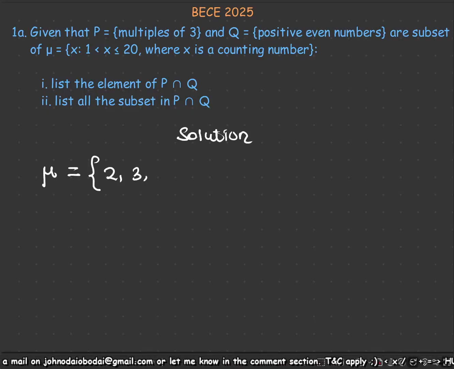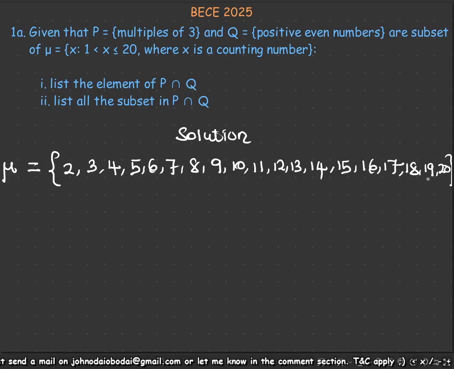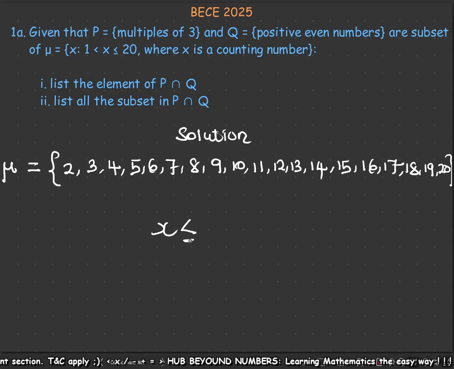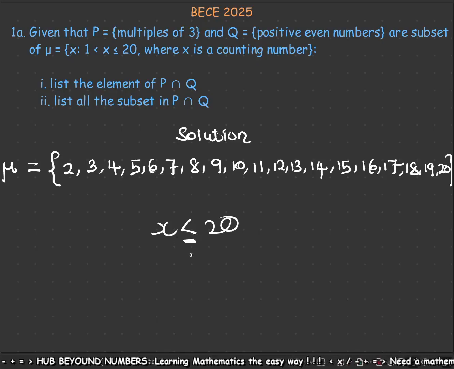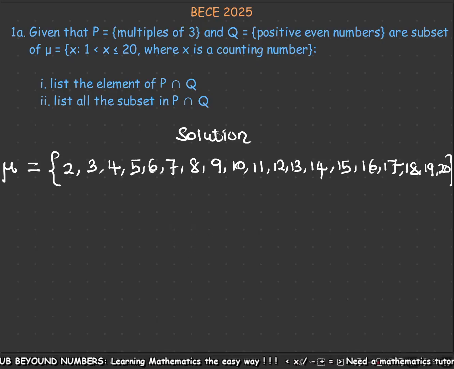So let me quickly write that. So this here will be all of it: 2, 3, 4, 5, 6, 7, 8, 9, 10, 11, 12, 13, 14, 15, 16, 17, 18, 19, and 20. We are including 20 because of this sign over here. It says x should be less than or equal to. Had it said just less than, we wouldn't have included the 20, but we have the or equal to there, hence we need to include the 20.